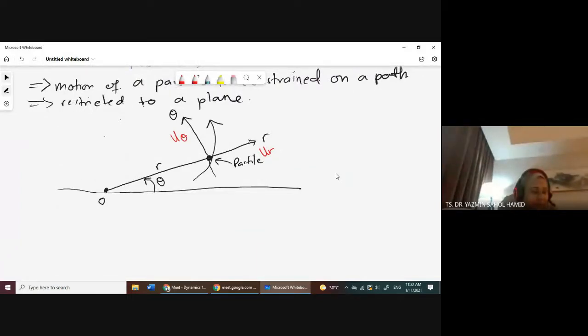So the angle here, usually we measure in degrees or radian. If you have a degree and you want to change it to radian, what do you need to do? Multiply by what? 1 radian equals to how many degrees? 180 divided by pi. Are you familiar with this formula? Yes. Okay, good.